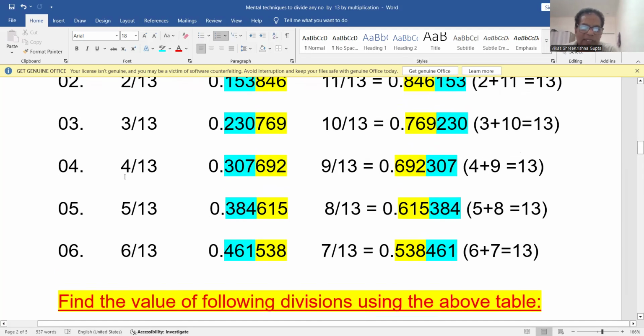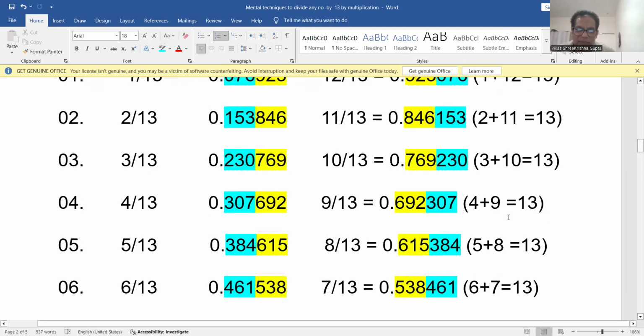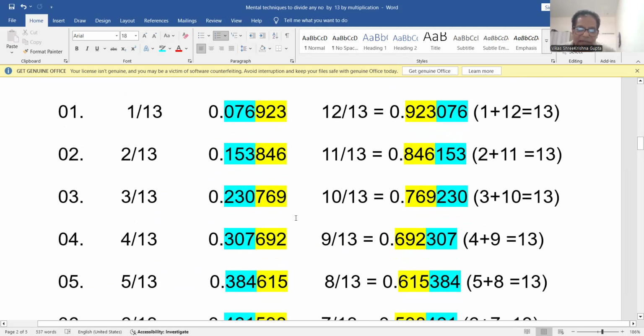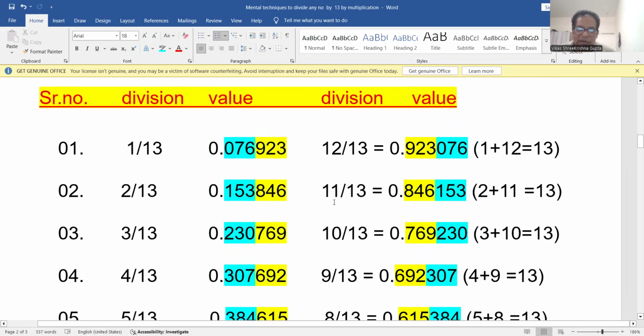So I will simply reverse the division of 4 by 13, and it becomes 0.692307. I do not need to do any division now, because I know this is the magical concept of division by 13. So 9 by 13 means I have to reverse the number of 4 by 13, 0.692307. In the same way, 10 by 13 becomes the reverse of 3 by 13. So it will be 0.769230.